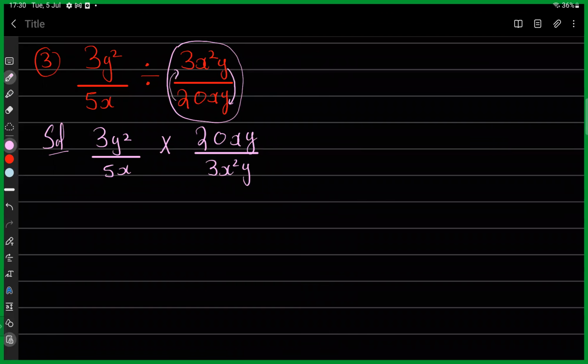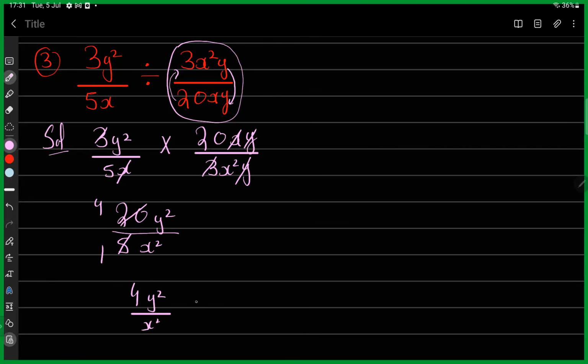Next, I need to cancel out things. So x and x can be cancelled, they are same. y and y can be cancelled. 3 and 3 can be cancelled, and we are left with 20 y squared divided by 5x squared. All right, then it's 1 times 5, it's 4 times 20. So this would be 4y squared divided by x squared.